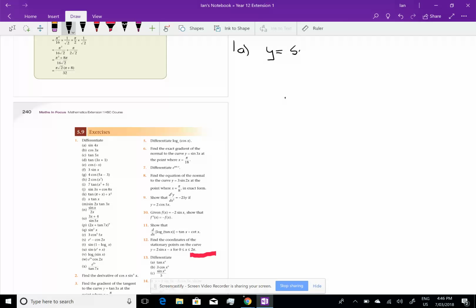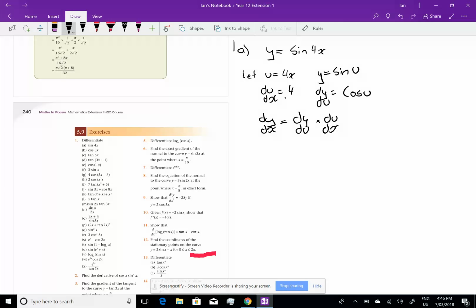So I've got y equals sine 4x. I'm going to show you why this works. If I let u equal 4x, du dx equals the derivative, that is 4. And therefore, y equals sine u, and I know that dy du equals cos u. But what I'm after is dy dx, and I know dy dx is dy du times du dx.